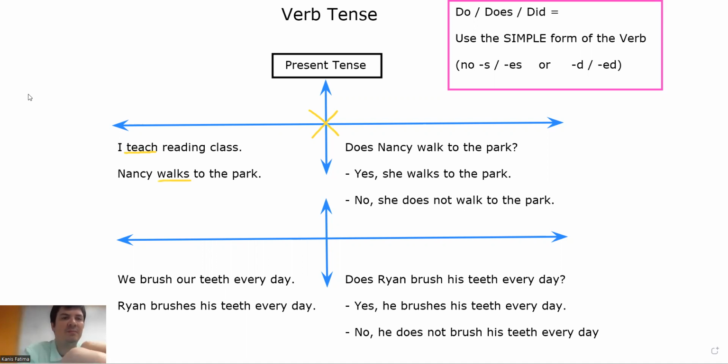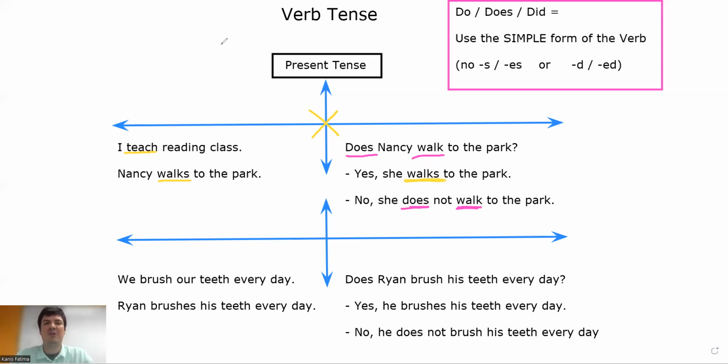So for example, does Nancy walk to the park? Because we use the helping verb does, we do not add s. Does Nancy walk to the park? When we answer, yes, she walks to the park, we add the s because there's no helping verb. But when we say no, she does not walk, we do not add s because of the helping verb does.